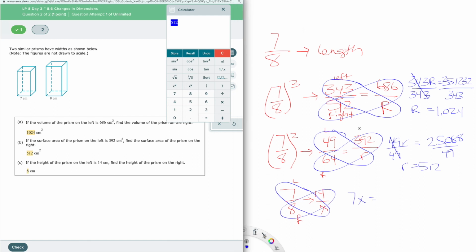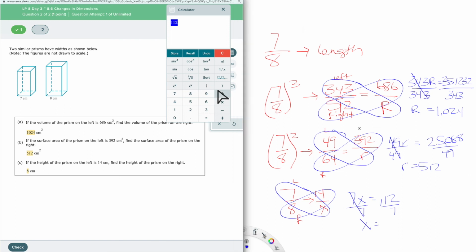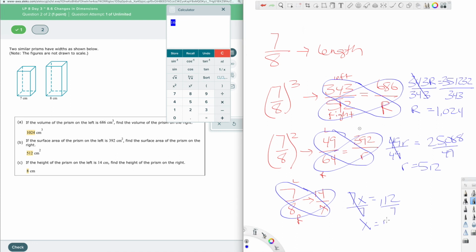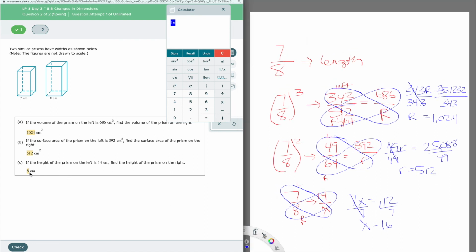Ooh, why did I not type in here? 8 times 14 gets me 112. And then if I divide by 7, 7 divided by 7 cancels. And I come over here and 112 divided by 7 equals 16. Oh, I started to type it in up here. That's where that 8 went in the first place. Why did I have that typed there?